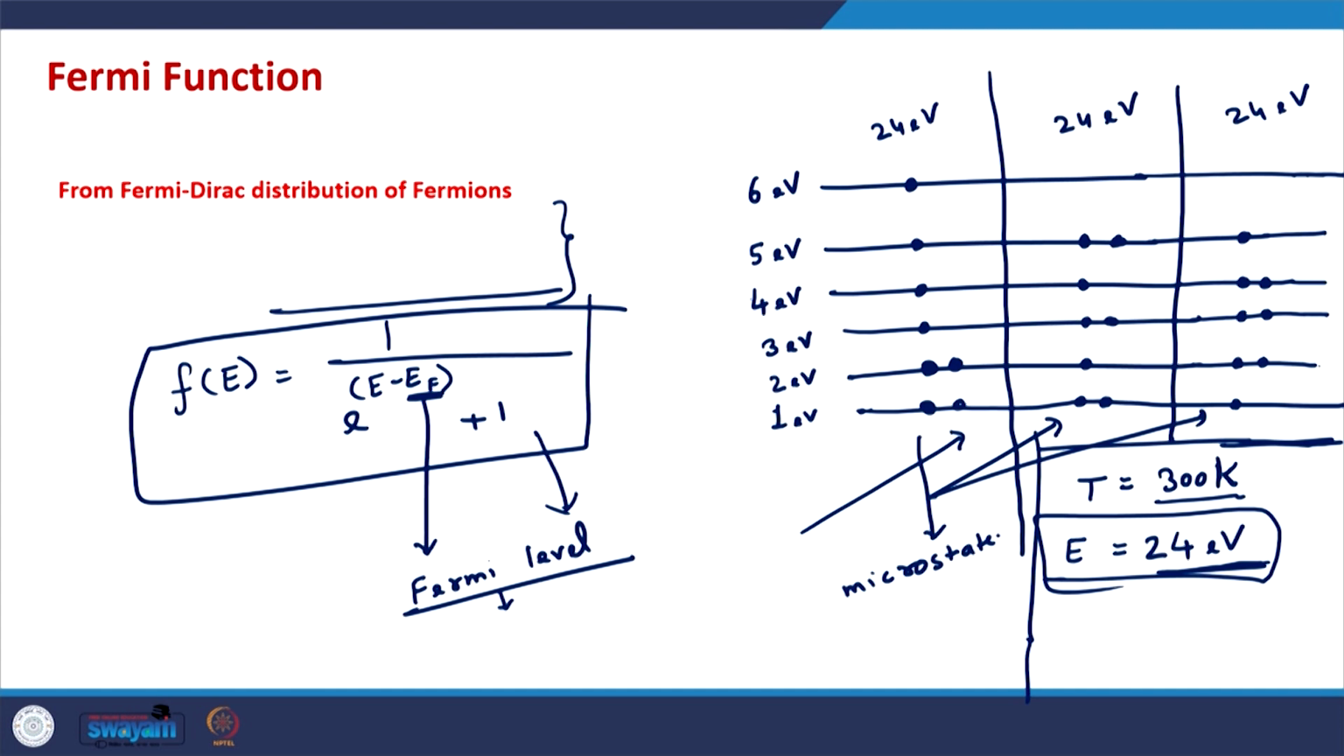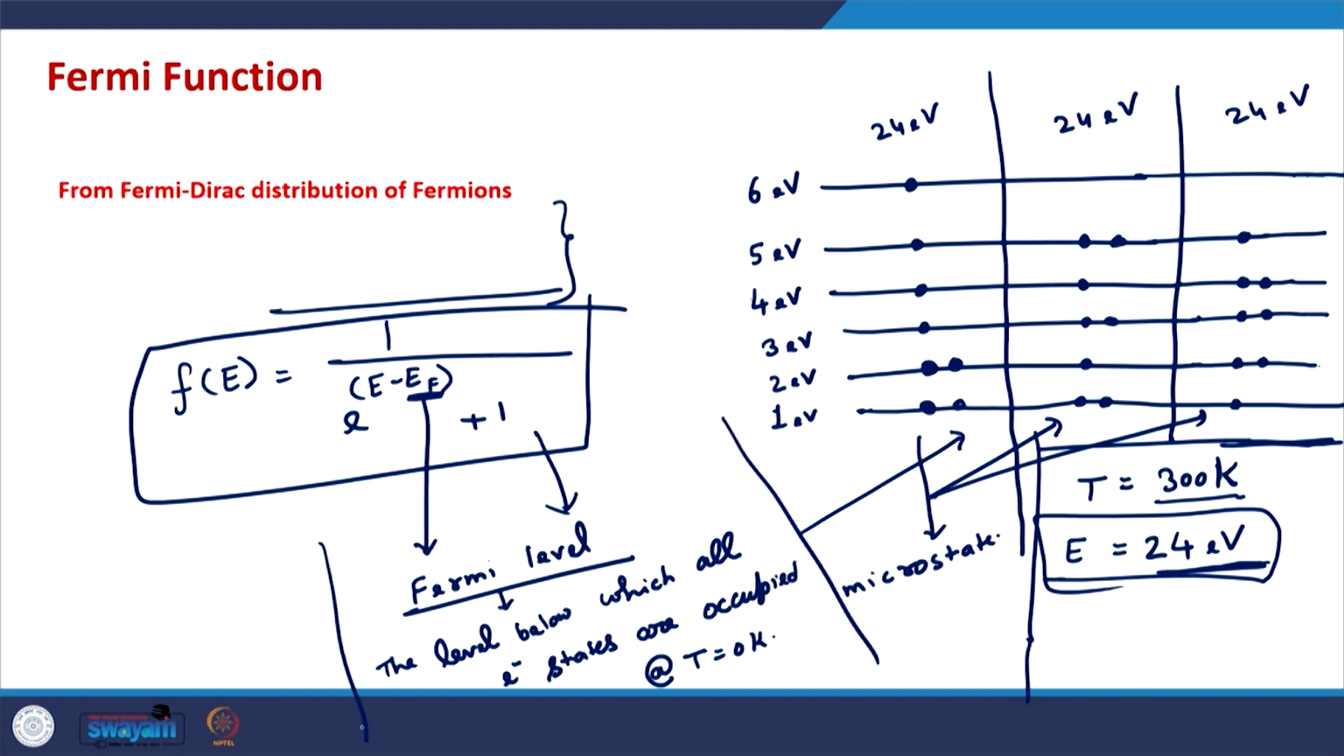The way it is defined is that it is the level below which all the states are occupied at T equal to 0 Kelvin. So, it is the level below which all electronic states are occupied at T equal to 0 Kelvin. So, this is one way of defining this.